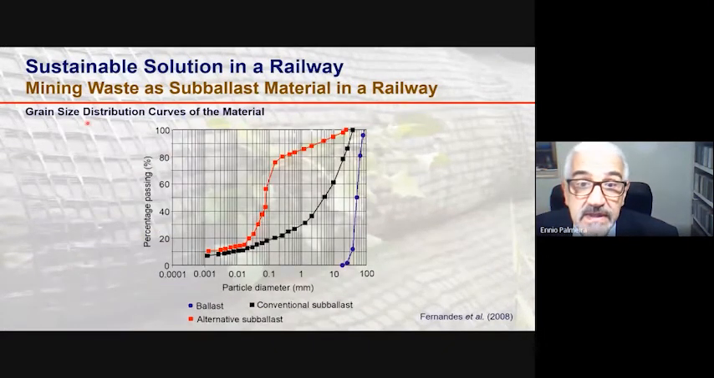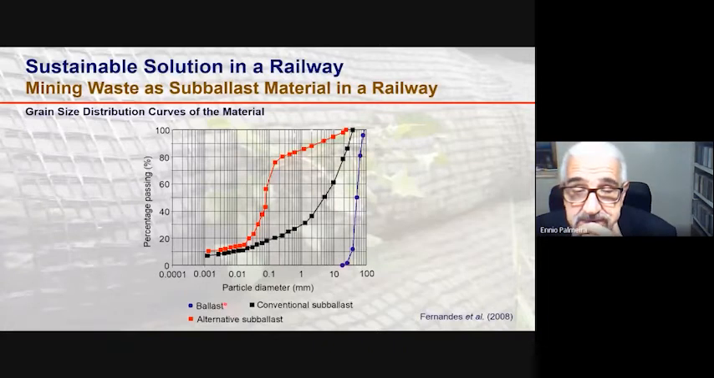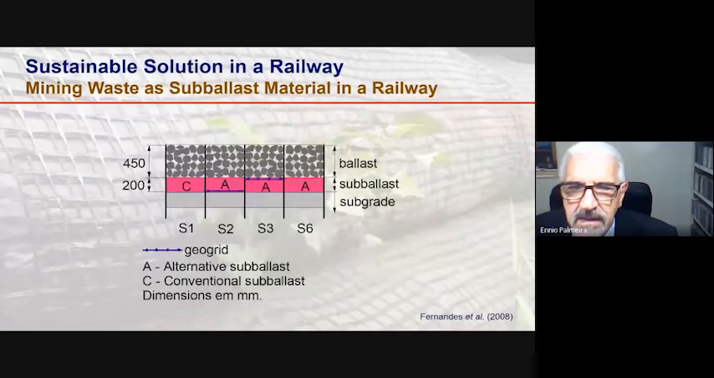So the test section was subjected to the same traffic of trains that took place in the real railway. This graph shows the grain size distribution curves of the materials. The blue curve here is the grain size distribution for the ballast material. The black curve is the subgrade, as the particle distribution for the conventional subballast material that has been commonly used. And the red curve is the grain size distribution curve for the alternative subballast material, where you can see that this alternative material is much finer than the conventional subballast material.